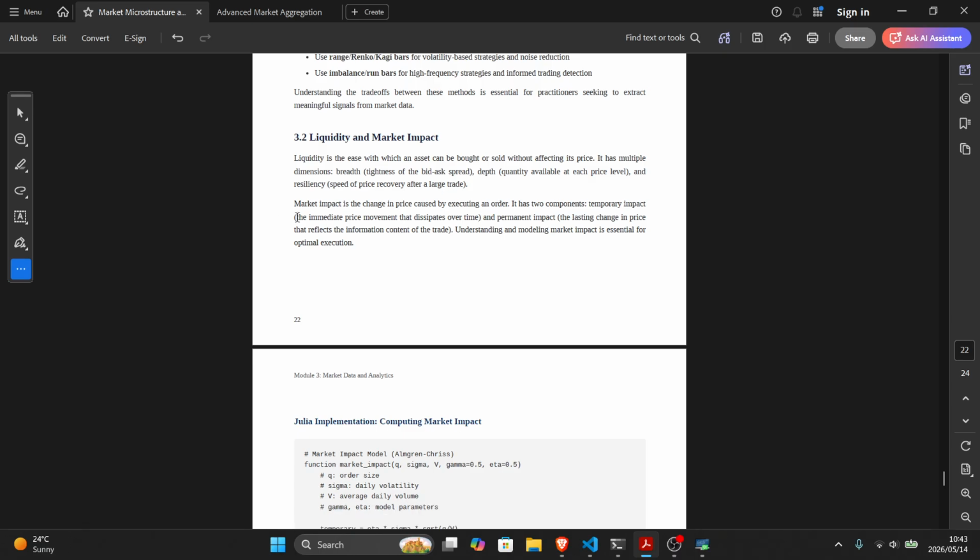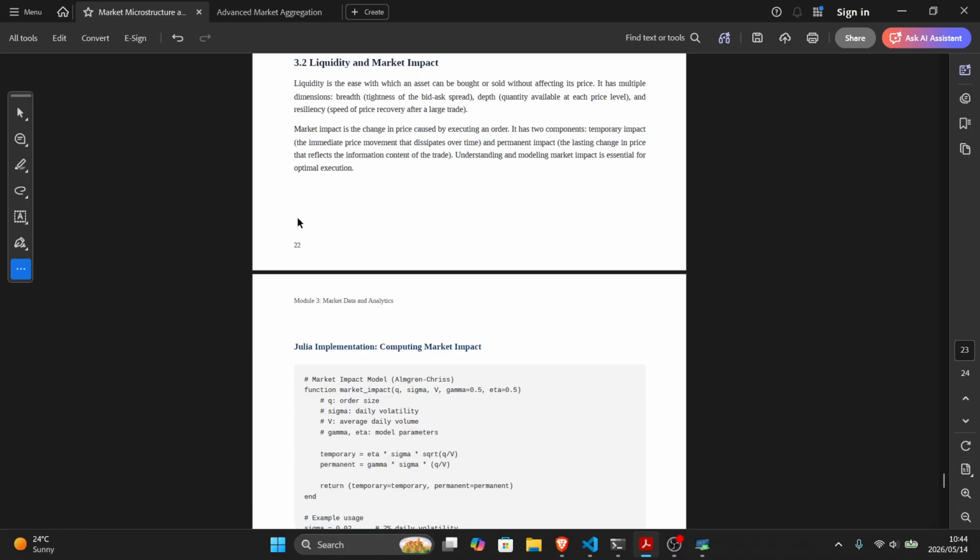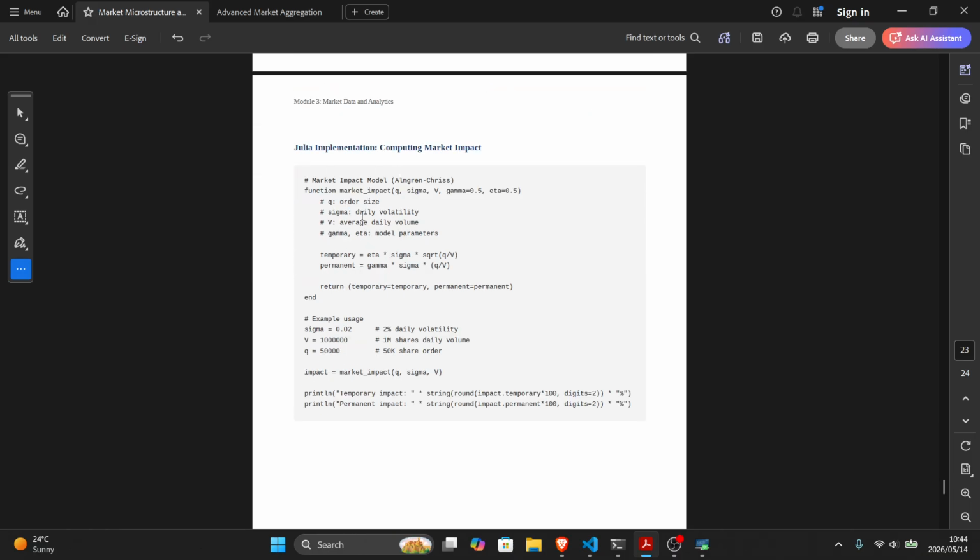Market impact is the change in price caused by executing an order. It has two components: temporary impact, the immediate price movement that dissipates over time, and permanent impact, the lasting change in price that reflects the information content of the trade. Understanding and modeling market impact is essential for optimal execution. And over here, we have a market impact model.